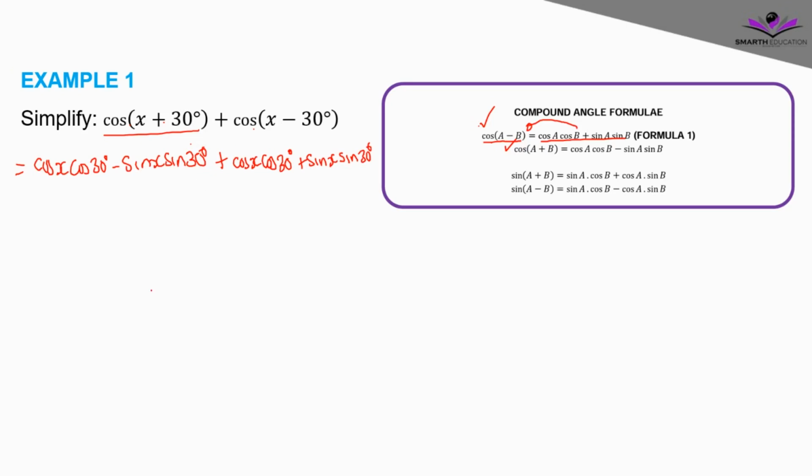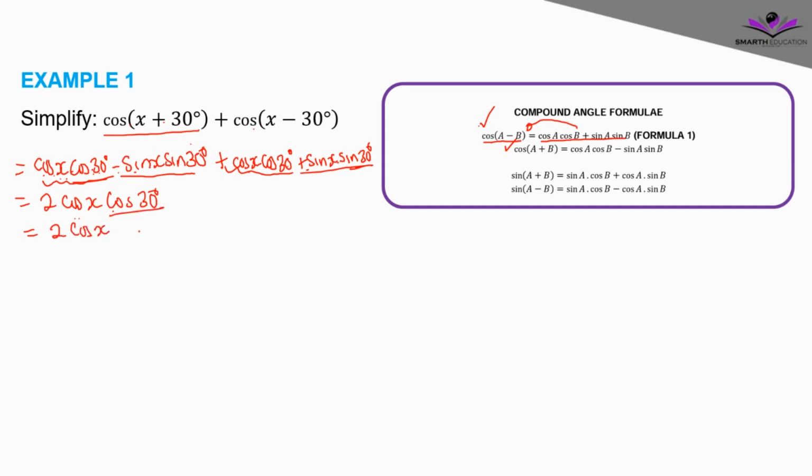And then 30 degrees is a special angle. We must know that cos 30° is root 3 over 2, and sin 30° is half. But before we do that, we can simplify this because we have this and this. So we remain with 2 cos x cos 30°, because cos x cos 30° plus cos x cos 30° is equal to 2 cos x cos 30°.